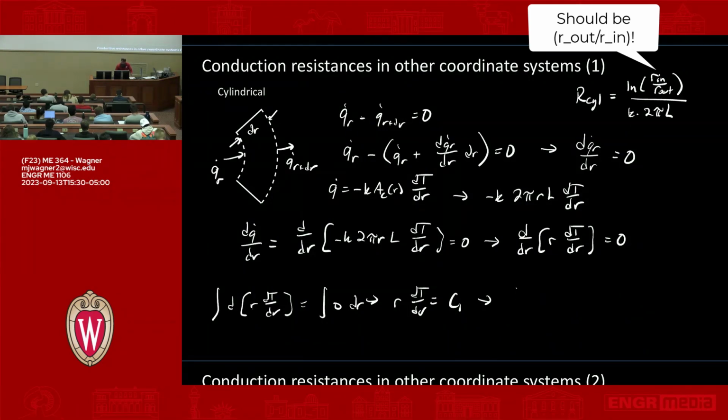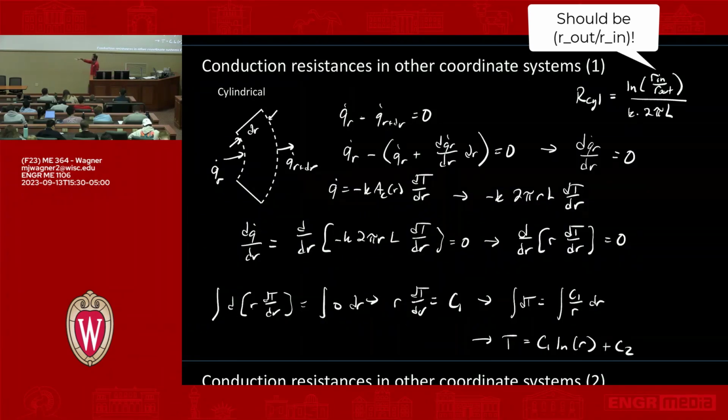So we have the integral of dT is equal to the integral of C1 over r dr. Okay, and then ultimately we're left with temperature is equal to C1 ln of r plus C2, right? Integral of 1 over r is ln of r. So this is a different solution than the plane wall solution, right? It's not linear. That's fine, but it's a different solution.